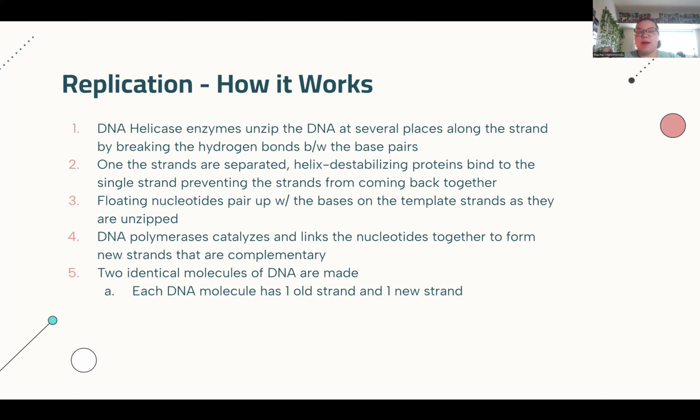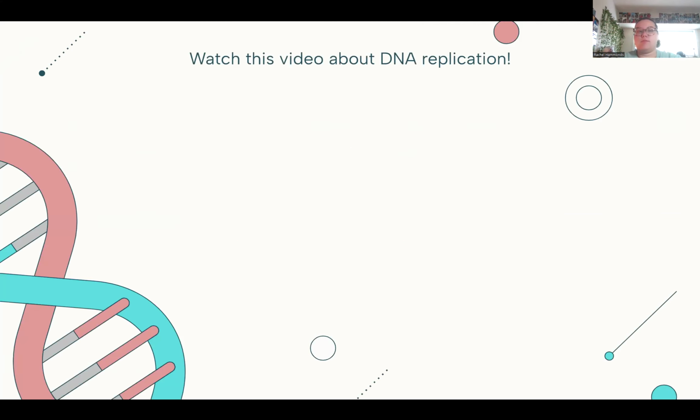Floating nucleotides pair up with the bases on the template strands as they are unzipped. DNA polymerase catalyzes, makes it go faster, and links the nucleotides together to form new strands that are complementary. Two identical molecules of DNA are made. Each DNA molecule has one old strand and one new strand. Old and new are now a new helix.